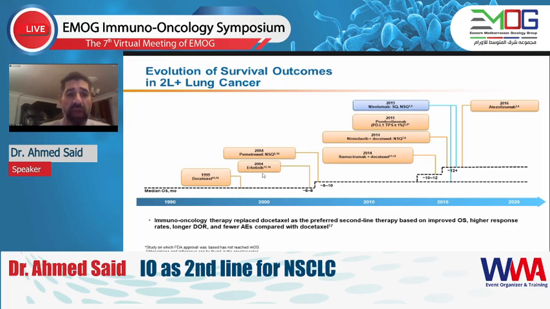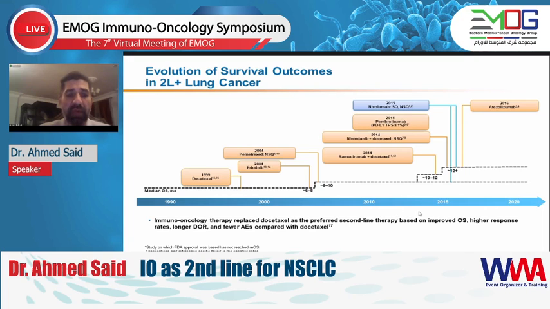So the evolution of survival outcome in the second line setting came, as we can see here, from docetaxel in 1992, with the introduction also of erlotinib and pemetrexed in 2004. Then came ramucirumab and docetaxel, nintedanib and docetaxel for non-squamous, then pembrolizumab in 2015, and the first immunotherapy was approved in 2015, nivolumab in squamous and non-squamous non-small cell lung cancer in the second line setting, to be followed by atezolizumab and also pembrolizumab in the same year with nivo.